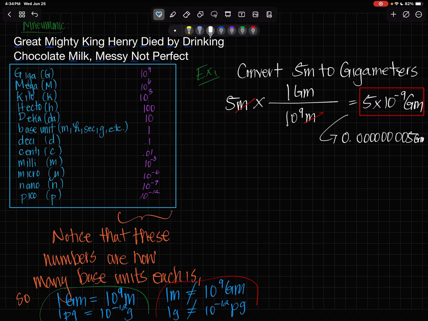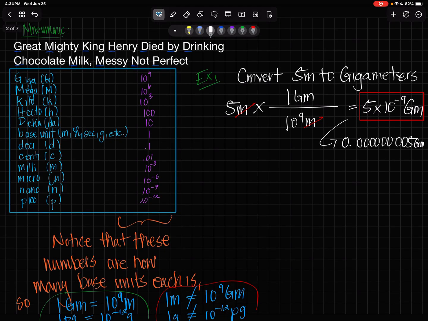So let's break this down a little bit more. You have 5 meters times our conversion factor. Our meters cancel right here, right? Because meters divided by meters is 1. So now you have 5 times 1 gigameter over 10 to the ninth. We're going to move this into the numerator. If you don't know how to do that, I have a video on that. You can go ahead and check that out. To do that, you change the sign of the exponent.